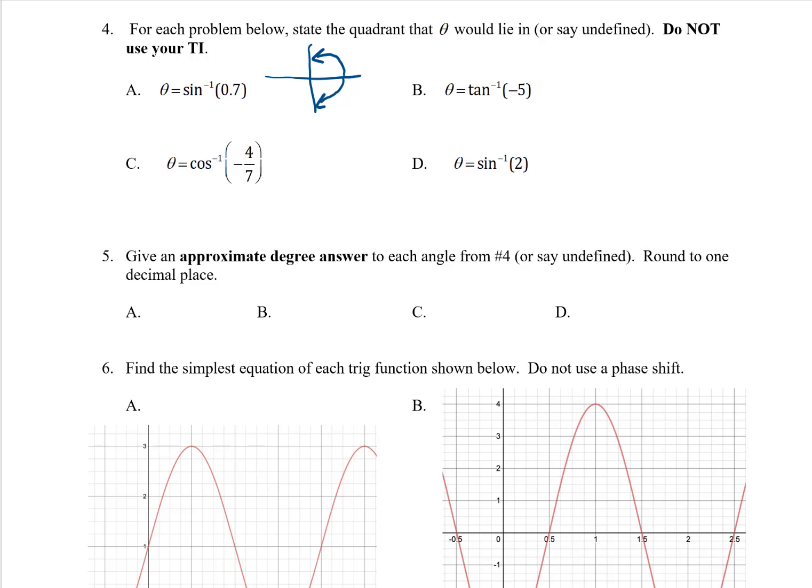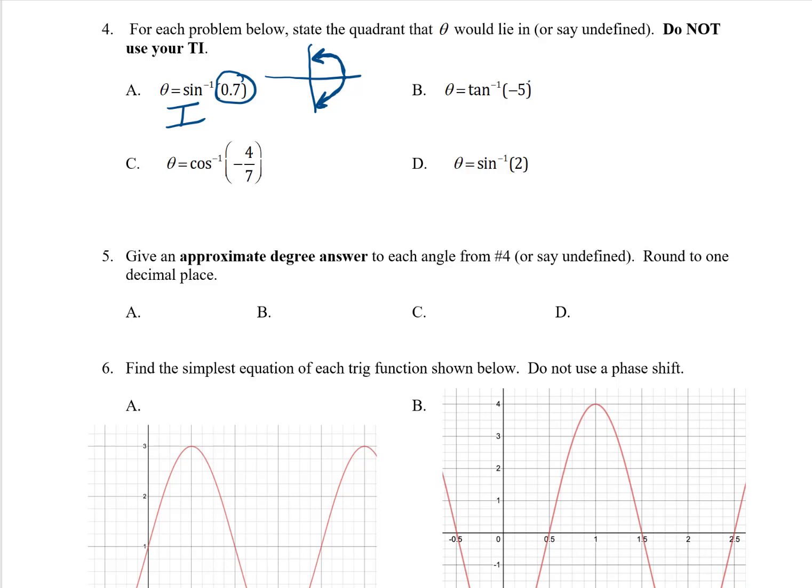In other words, in quadrants 1 or 4. Well, sine ratios are negative in quadrant 4, so if I have a positive ratio, I must then be in quadrant 1. Letter B, tangent inverse of negative 5. Tangent inverse has the same restrictions as sine inverse. It also only knows about quadrants 1 and 4, negative pi over 2 to pi over 2.